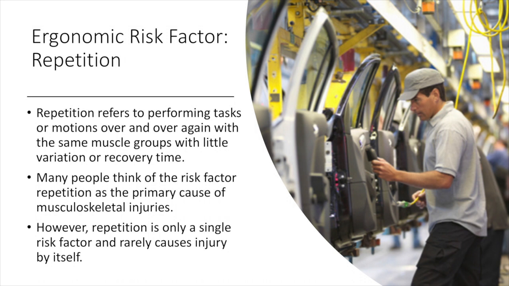Small muscle groups, good at high repetition but low force. Large muscle groups, good at high force but low repetition. The key is matching the job task up to the right muscle group. Where you end up with fatigue and injury is where you pair up the wrong activity with the wrong muscle group.